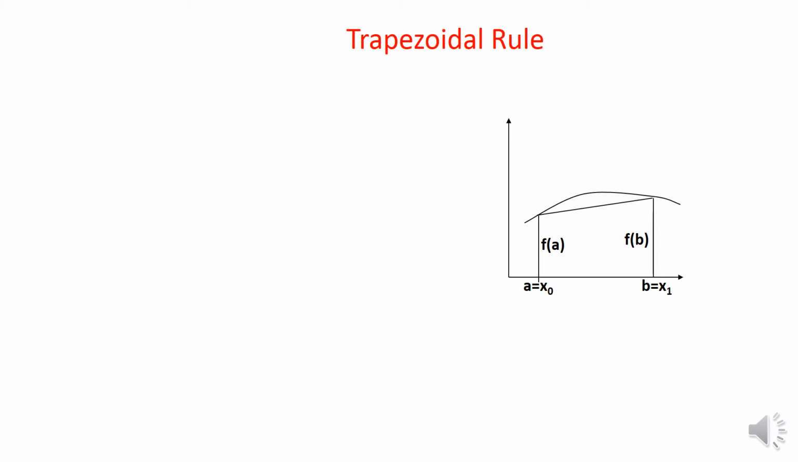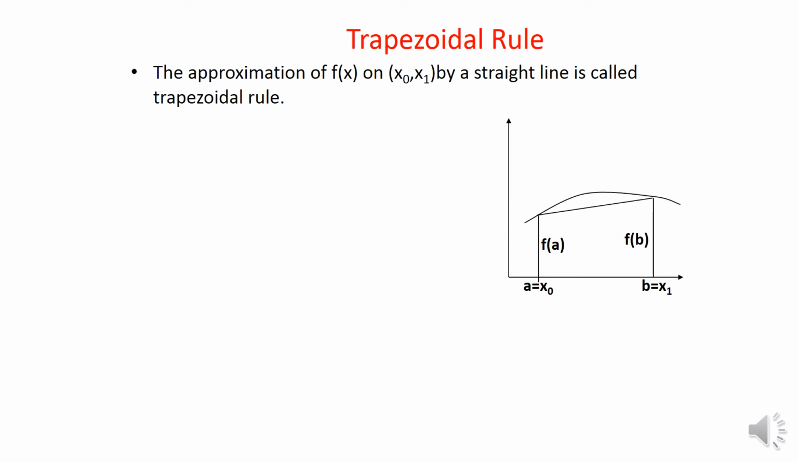So these 2 points on the x-axis are a is equal to x0 and b is equal to x1, and the function values are f(a) and f(b) at these 2 points respectively. It means we are approximating the function f(x) on [x0, x1] by a straight line, and it is called the trapezoidal rule. It is a 2 point formula, also we call it the 2 point formula.